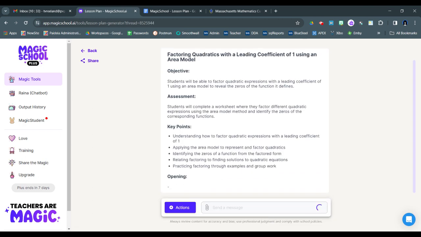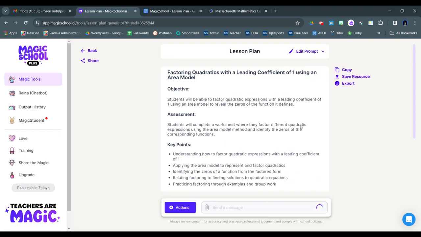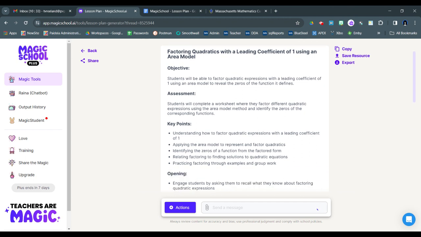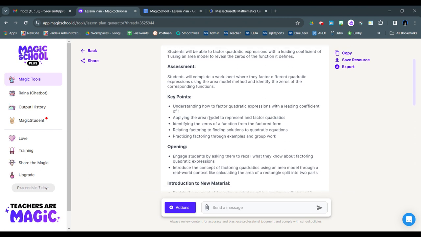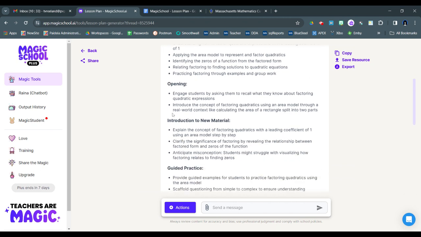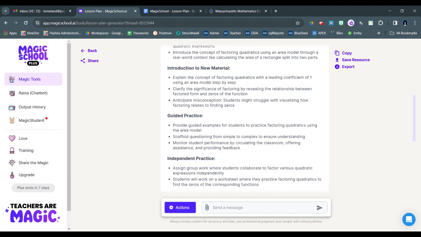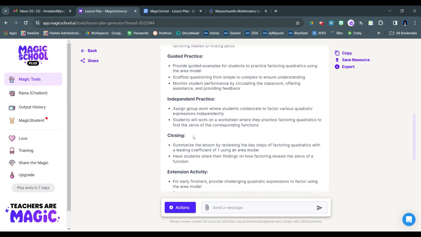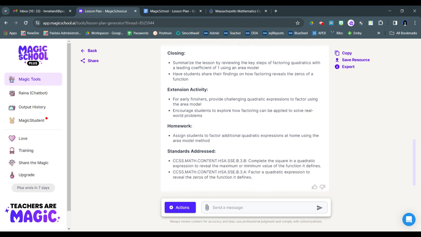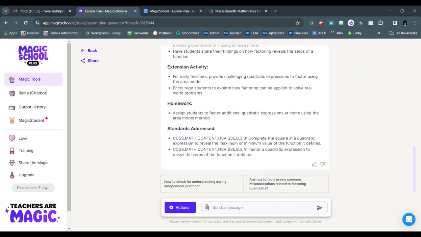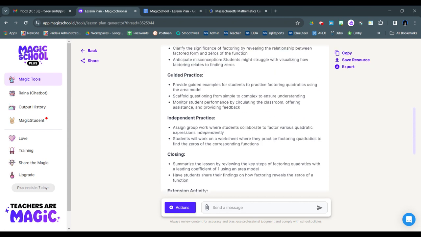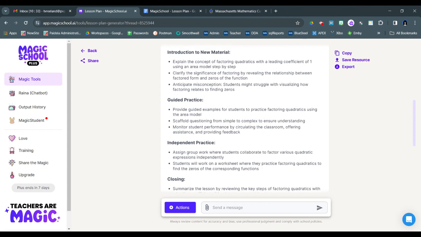it's going to give me a lesson plan with an objective, assessment. Students will complete a worksheet where they factor different quadratic expressions using the area model method and identify the zeros of corresponding functions. Key points: an opening, introduction to new material, guided practice, independent practice, closing, extension, homework, and standards assessed or addressed. What this doesn't do is actually give me any of the work.